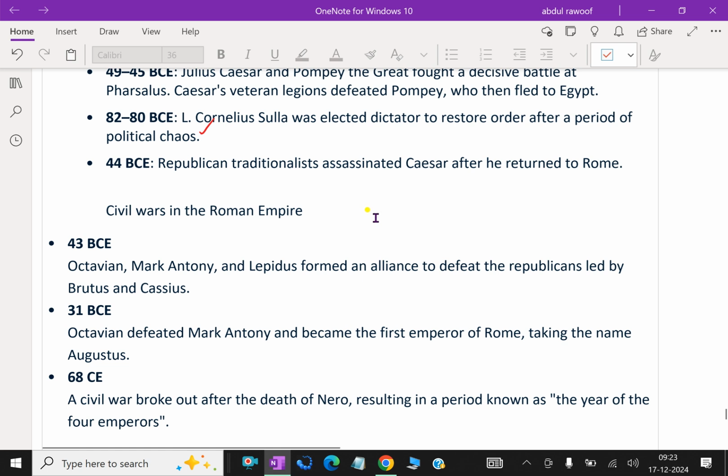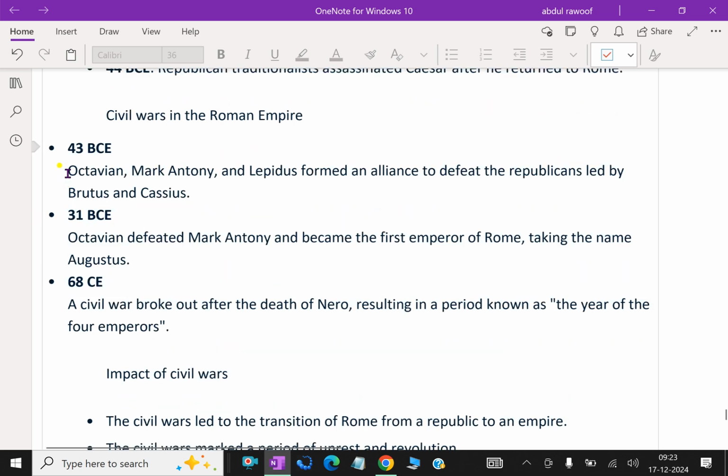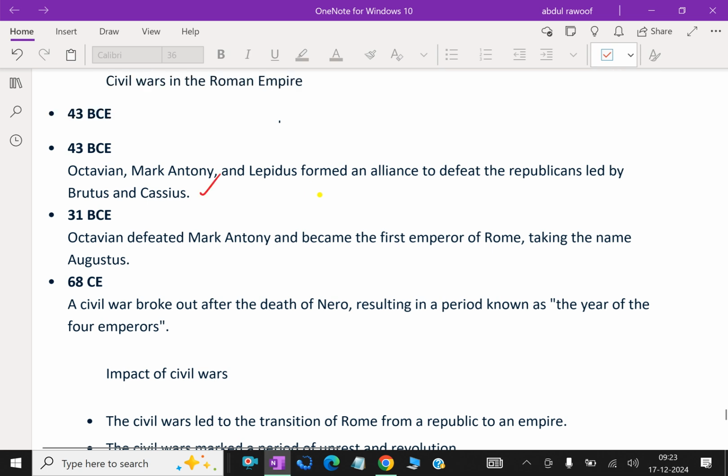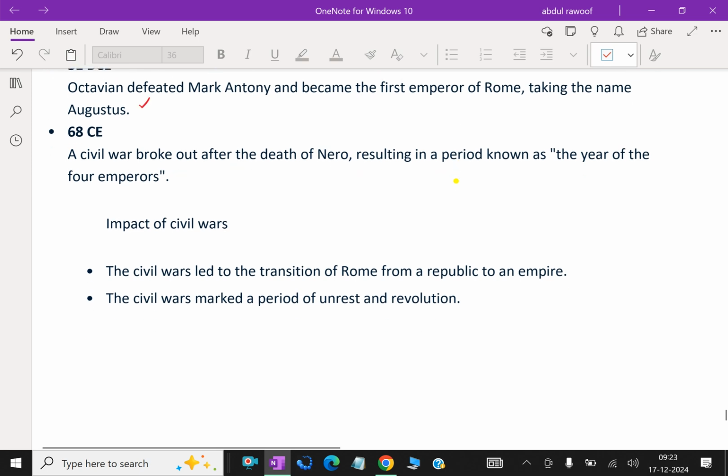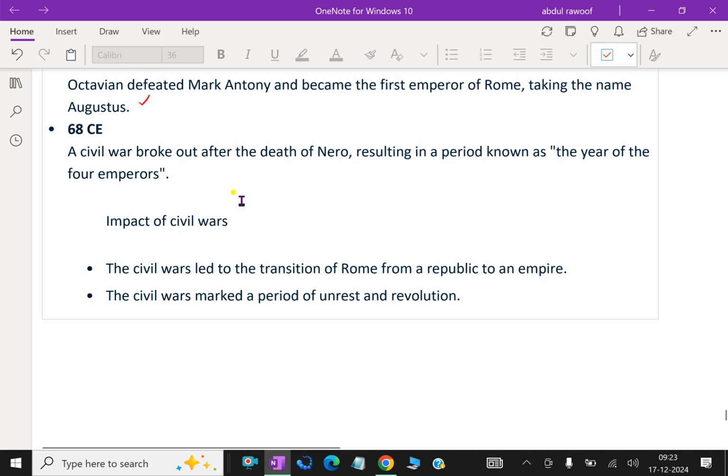Civil wars in the Roman Empire. Further, in 43 BCE, Octavian, Mark Antony, and Lepidus formed an alliance to defeat the Republicans led by Brutus and Cassius. In 31 BCE, Octavian defeated Mark Antony and became the first emperor of Rome, taking the name Augustus. In 68 CE, a civil war broke out after the death of Nero, resulting in a period known as the Year of the Four Emperors.